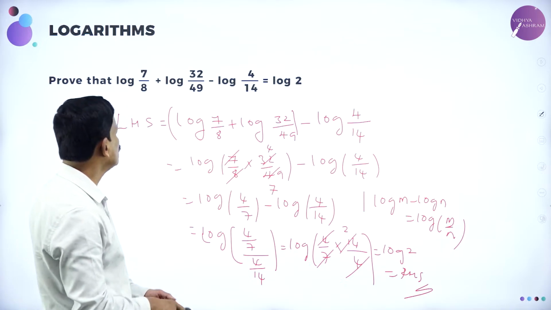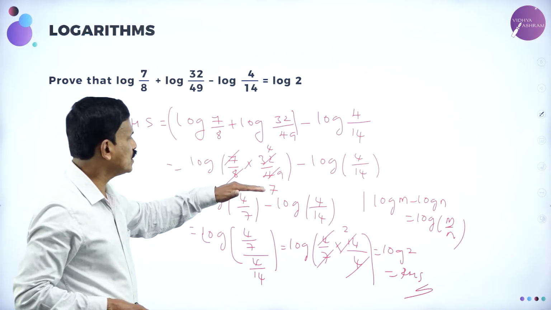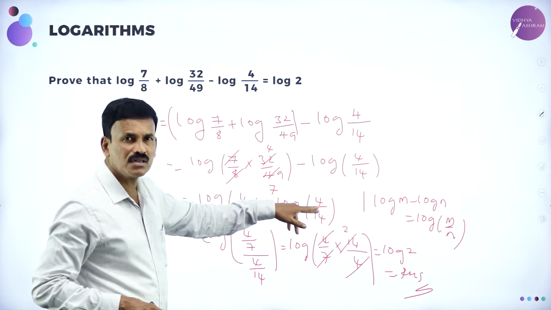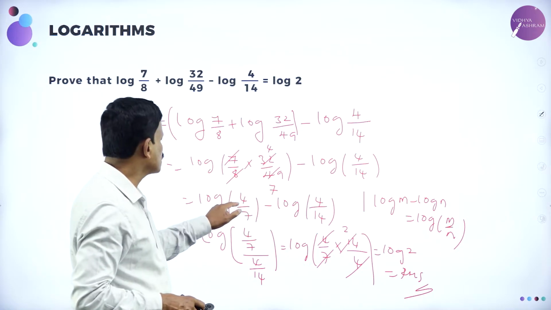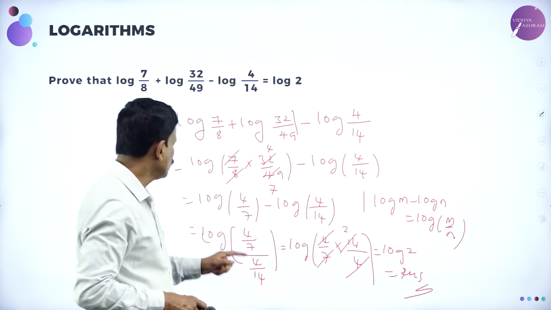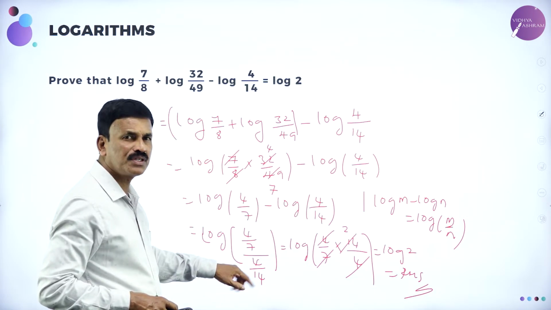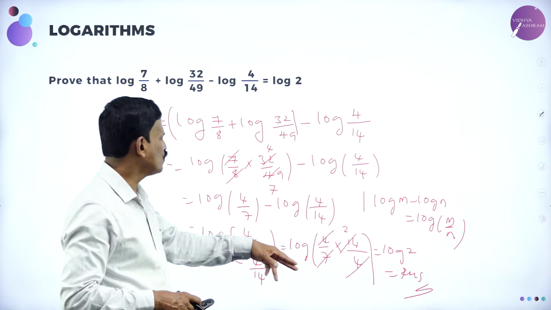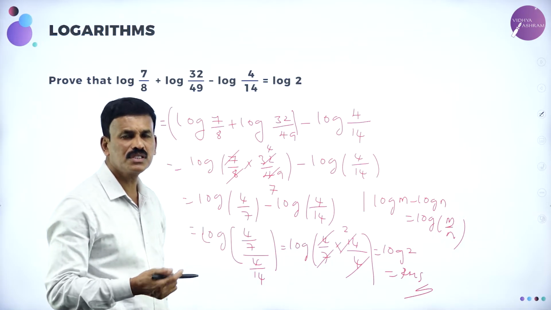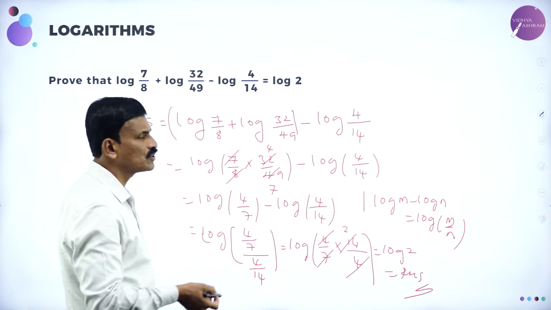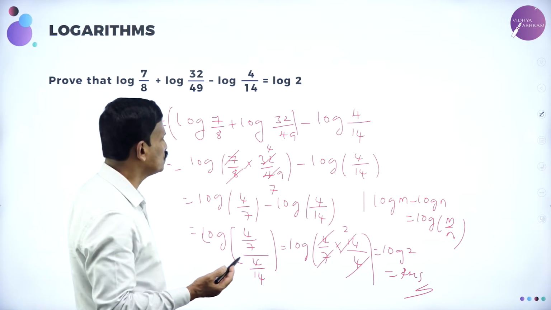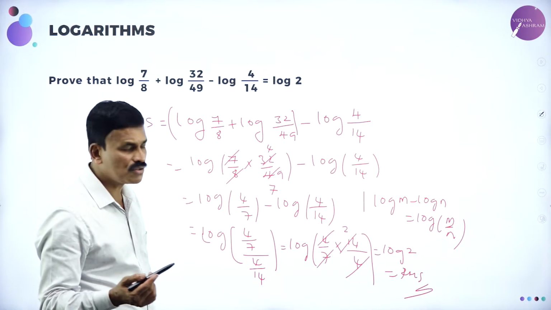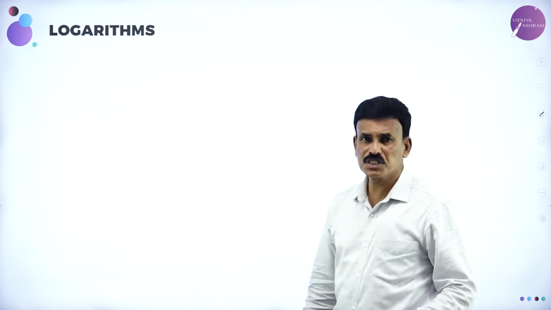That's it. Very simple. Log m plus log n is log m into n. Here you will get log 4 by 7 minus log 4 by 14. Again this is log m minus log n is log m by n. 4 by 7 divided by 4 by 14. Just take this to the numerator. It will become 14 by 4. 4 gets cancelled. 7 2s are 14. So what is remaining is log 2. So the required answer is log 2, which is the proof, the required RHS log 2. Okay.